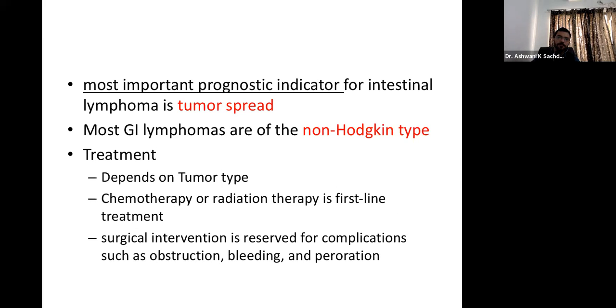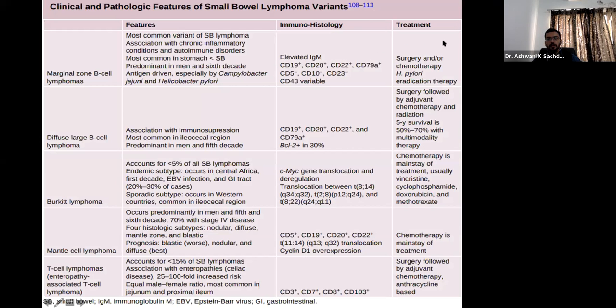Most important GI lymphomas are of non-Hodgkin type, and treatment depends on the tumor type. Chemotherapy and radiation therapy are usually recommended as first line treatment. For some lymphomas surgery is used as first line, but mainly it is reserved for complications such as obstruction, bleeding, and perforation. So these are the various lymphoma variants in the small bowel.